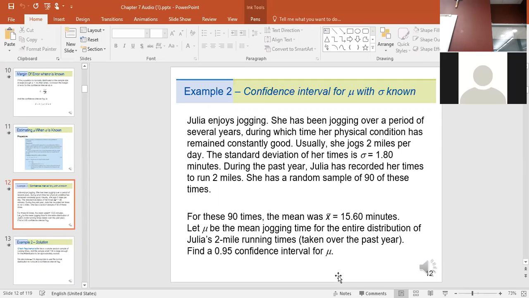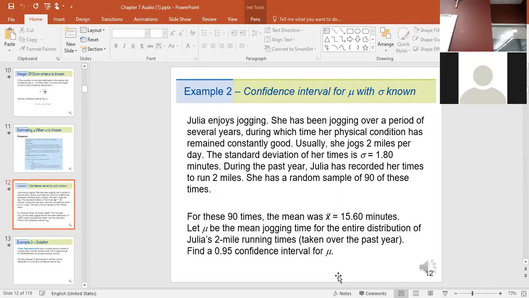Usually she jogs 2 miles per day. The standard deviation of her time is sigma equals 1.8. How did they know this? Probably from past experience. It is usually an estimation. But we want to use it for our example, because if we don't know the mean, how do we get the standard deviation? Most of the time in problems, you will hear that from past experience, the standard deviation was known to be that.